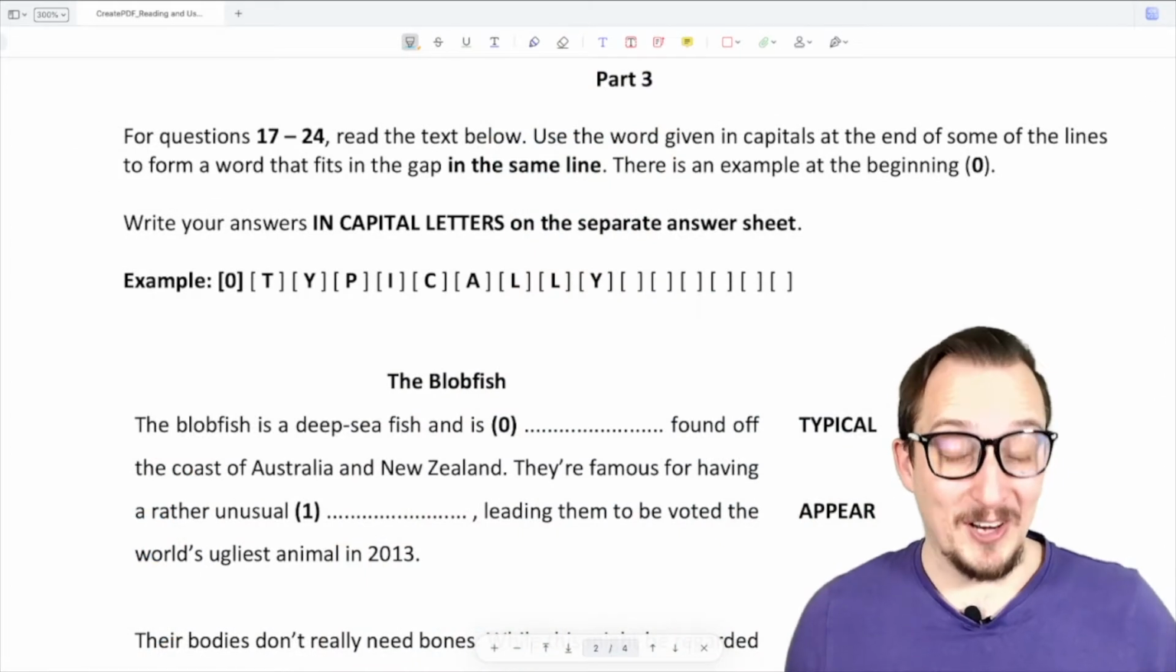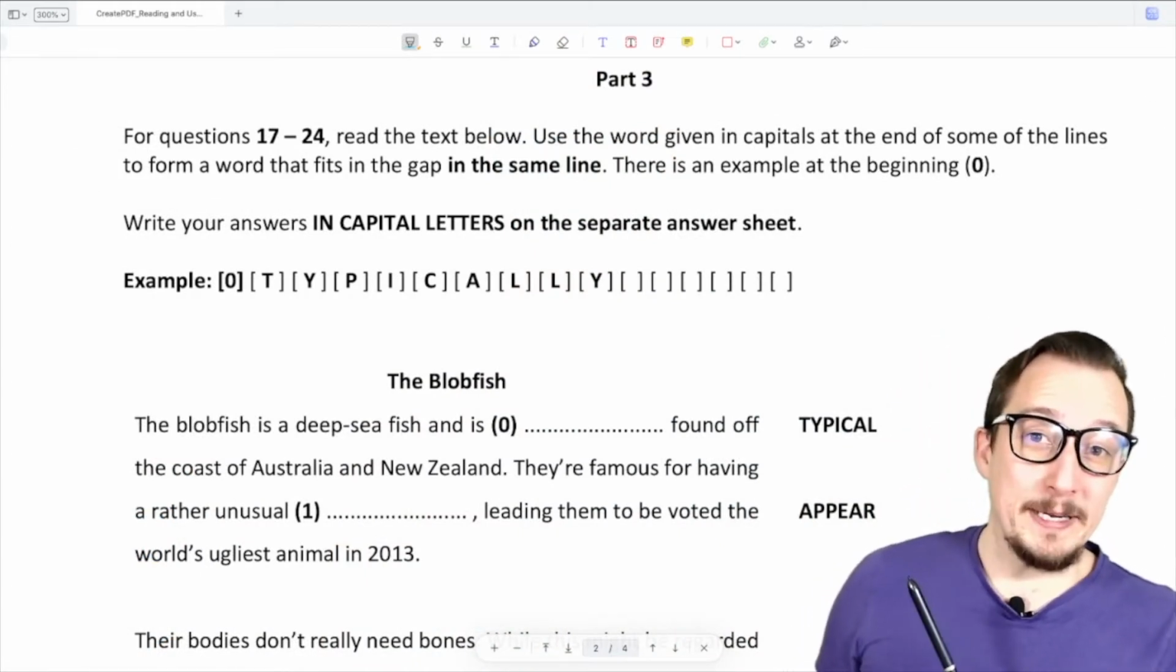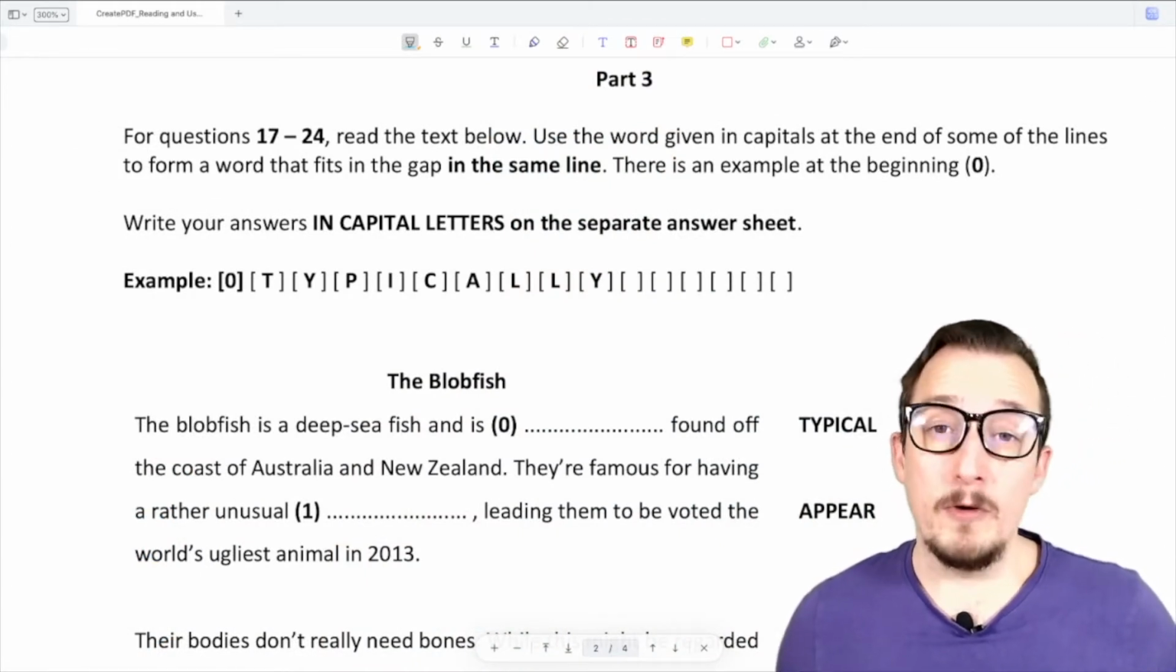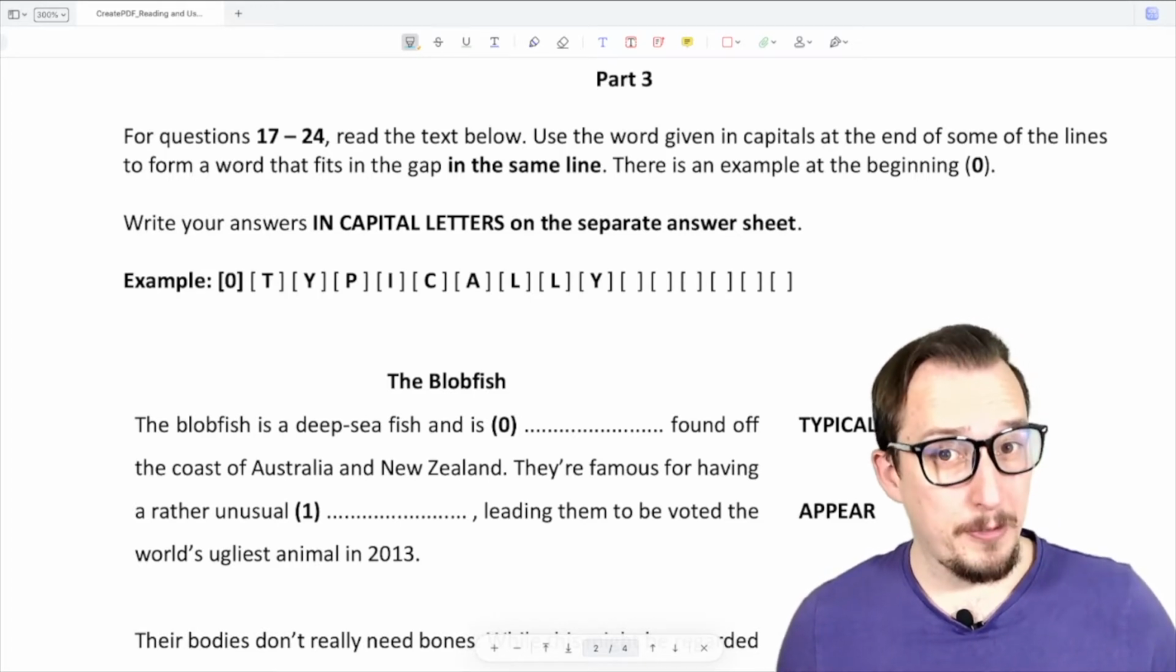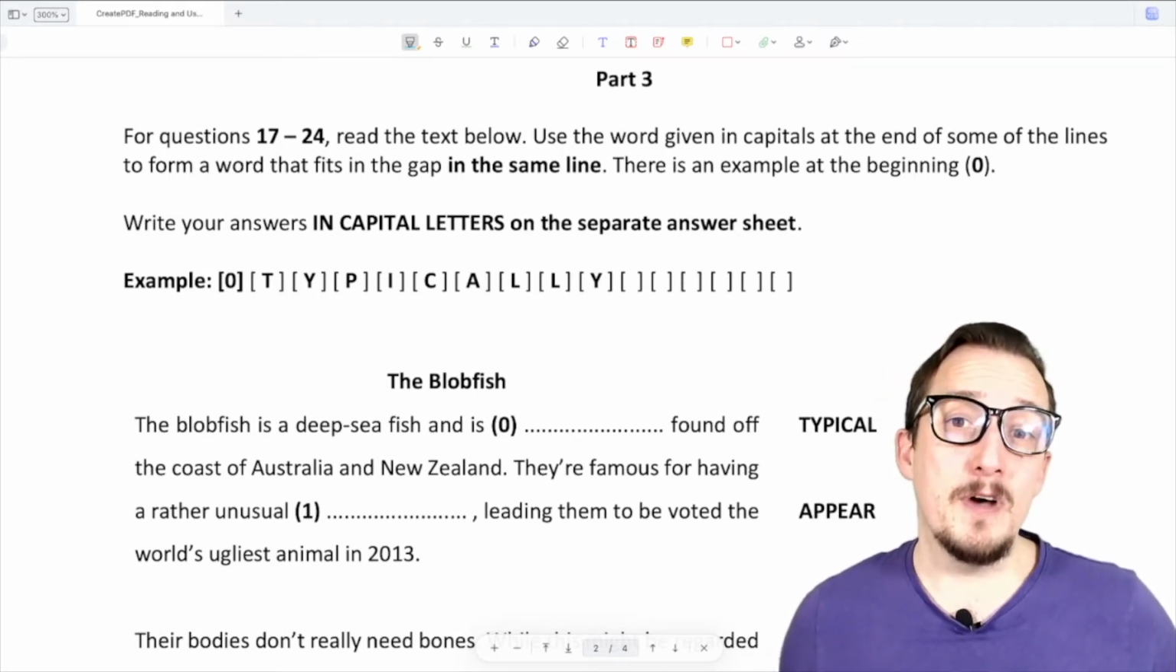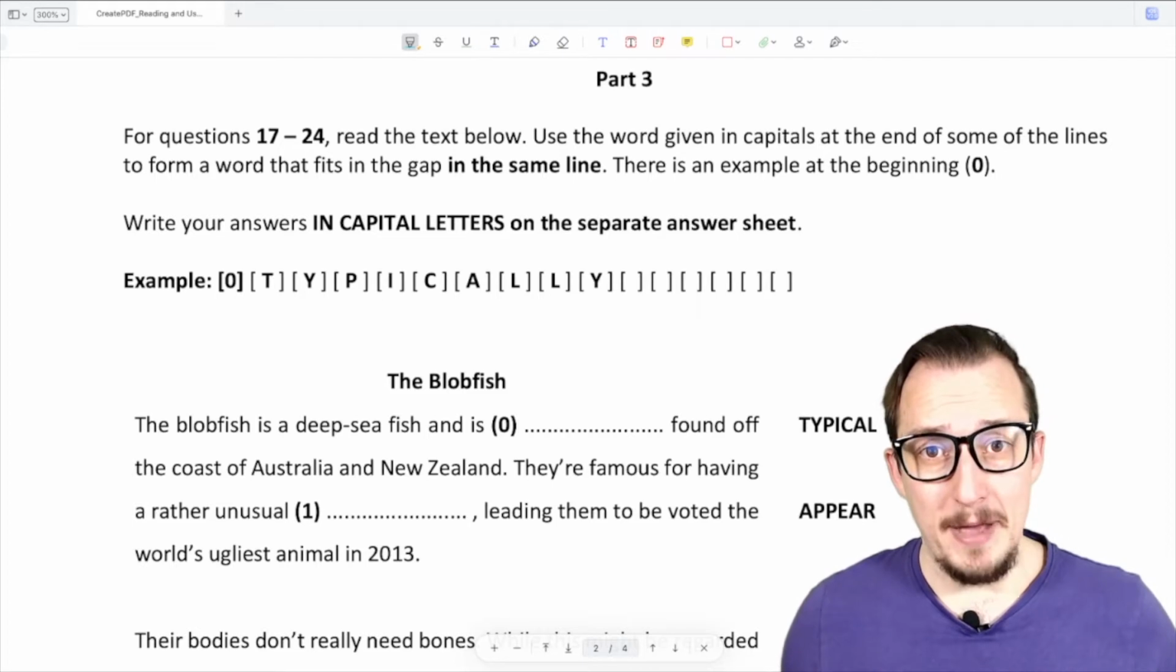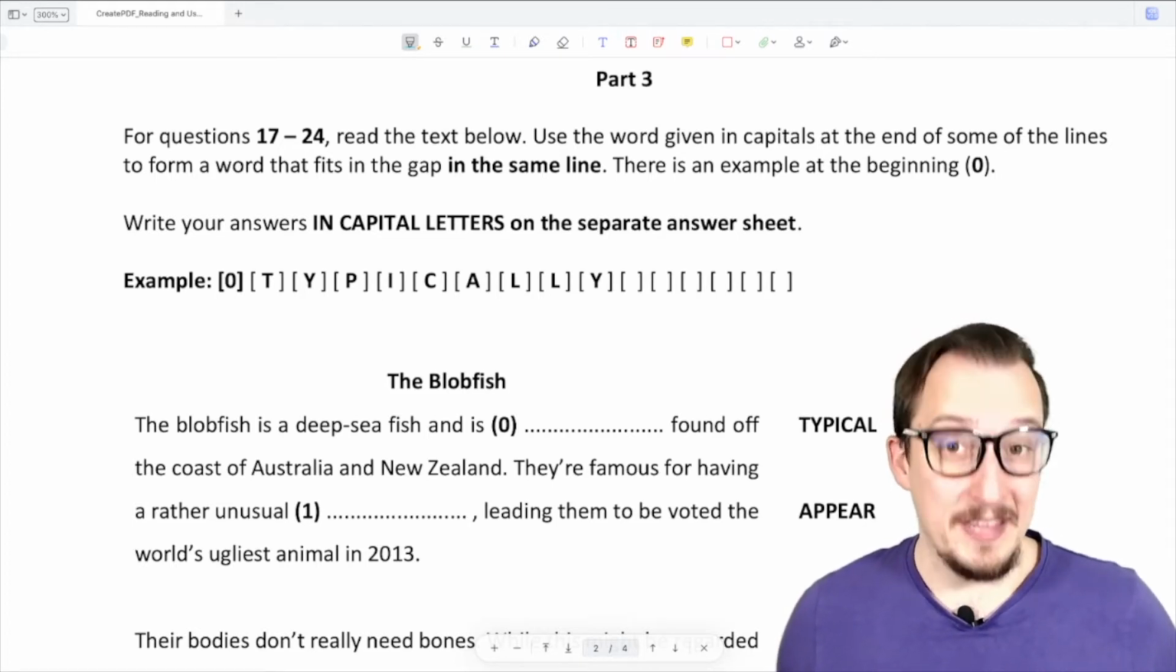So welcome to the classroom, everyone. On the screen, you can see an example of a Reading and Use of English Part 3 section of the B2 First or FCE exam paper. So let's take a look now at the instructions.